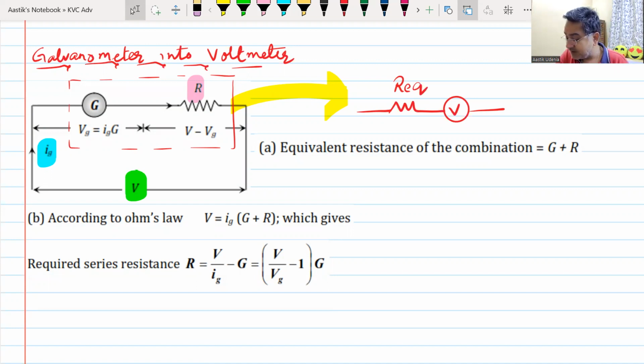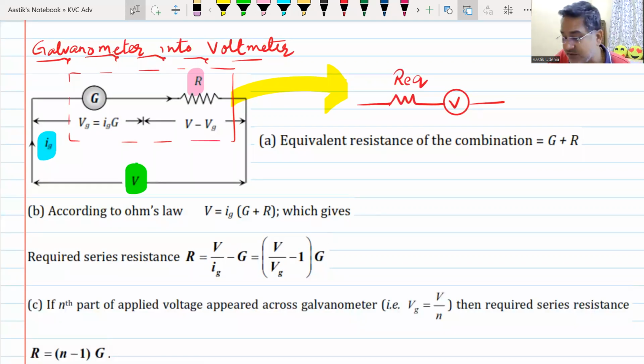Then sometimes they ask, if nth part of the voltage has to be applied across the galvanometer, or the external resistance, what will be the value of the resistance? In that case, the resistance which has to be connected in series becomes n minus 1 into G. All of us understand this. Yes, sir. Everyone understands this. Yes, sir.